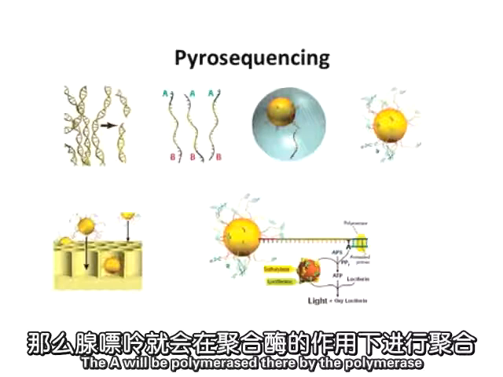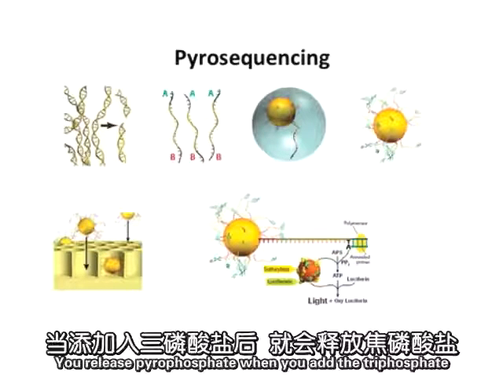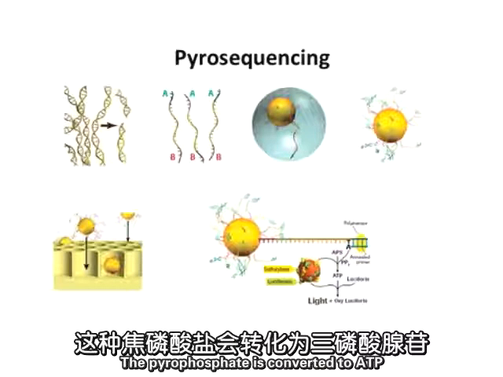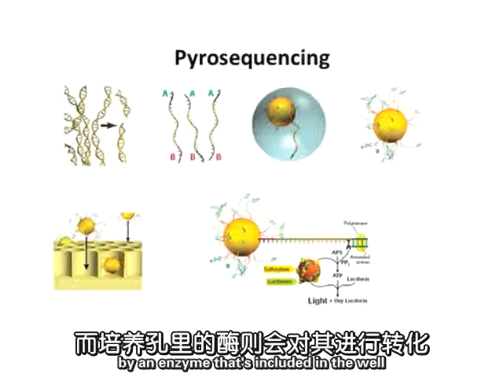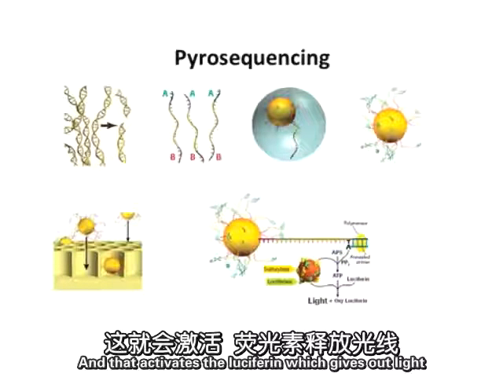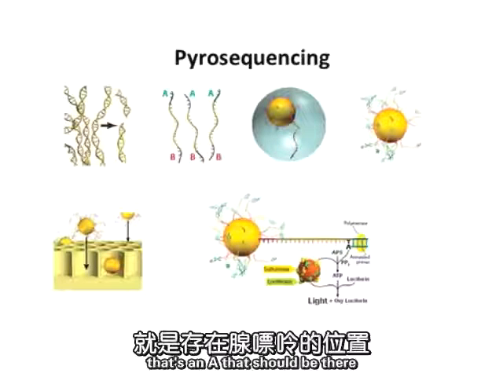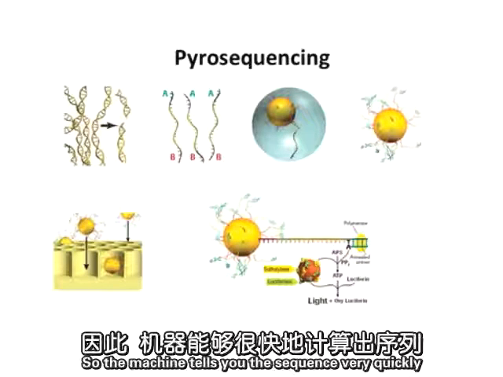The A will be polymerized there by the polymerase. You release pyrophosphate when you add the triphosphate. The pyrophosphate is converted to ATP by an enzyme that's included in the well, and that activates luciferase, which gives out light. So when you get a peak of light, you know that that's an A that should be there. So the machine tells you the sequence very quickly.